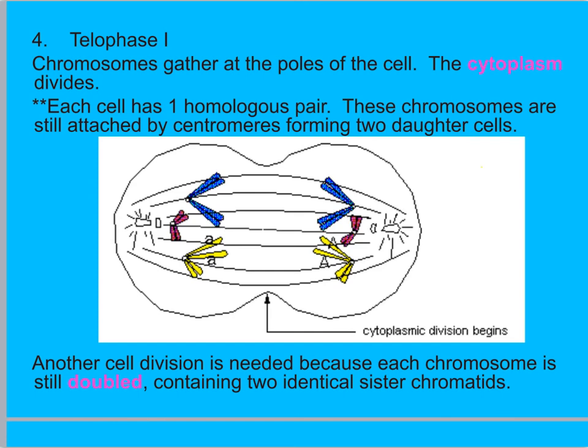So the resulting 2 cells have one homologous pair. And so these chromosomes are still whole chromosomes. They're still attached by their centromeres. So anyway, you need to divide one more time. This is where your second division comes in, because at this point you have a diploid number. Okay, so you have 2 identical sets of sister chromatids. Well, in sex cells, we need a haploid number, so we have to divide one more time.